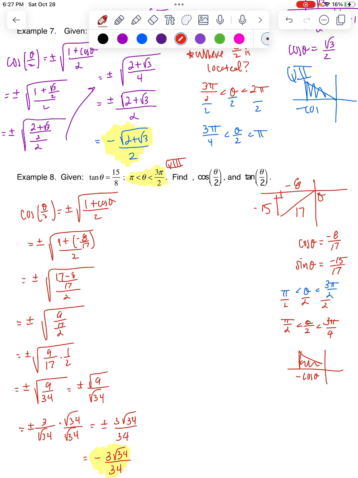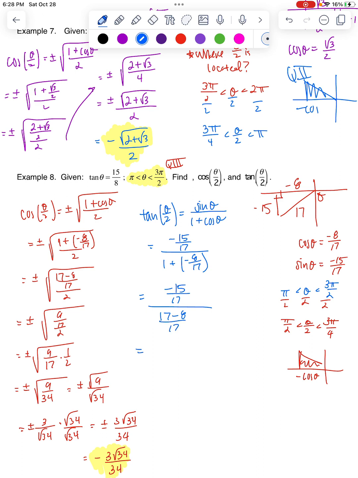Okay. Then next, just go ahead and figure out tangent. So we have the tangent of the half angle. That formula was the sine of theta all over 1 plus cosine of theta. We said sine of theta was negative 15 over 17. Then we have 1 plus the cosine of theta, which was a negative 8 over 17. I'm going to rewrite my numerator, and then I'm going to find a common denominator for my denominator. So this becomes a negative 15 over 17 all over 9 over 17.